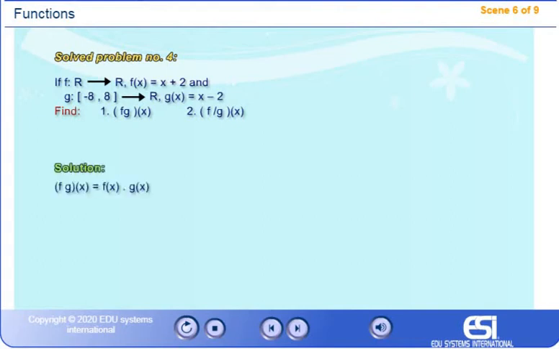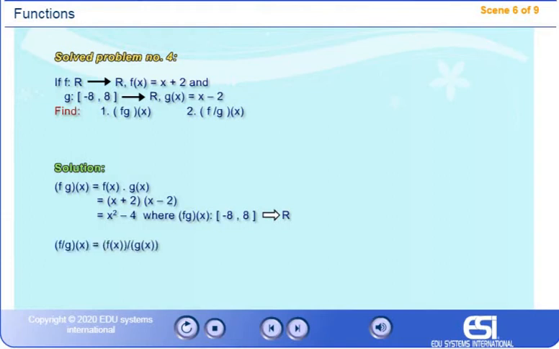Solution. 1. fg of x equals f of x times g of x equals (x plus 2) times (x minus 2) equals x squared minus 4, where fg of x is a function from the closed interval [-8, 8] to R. 2. f over g of x equals f of x over g of x equals (x plus 2) over (x minus 2), where f over g of x is a function from the closed interval [-8, 8] excluding the set of 2 to R.